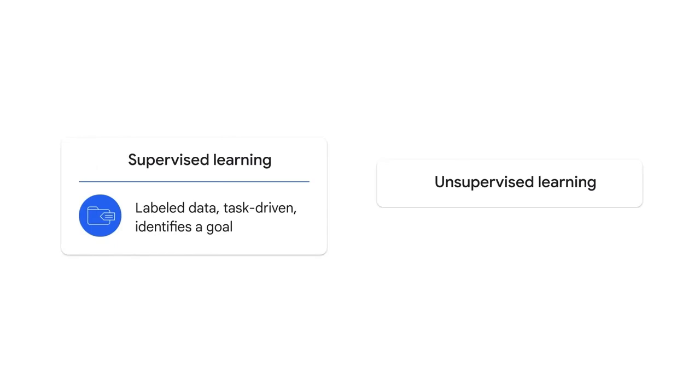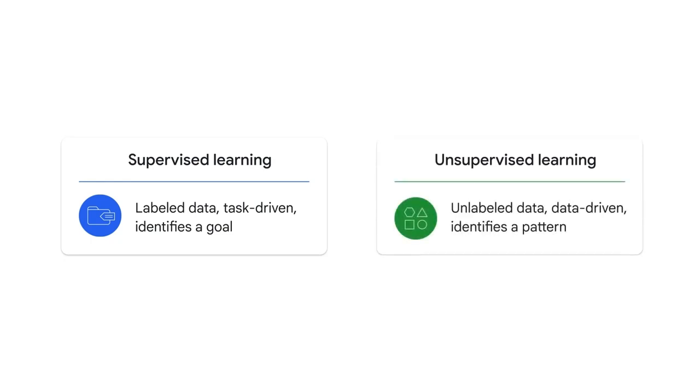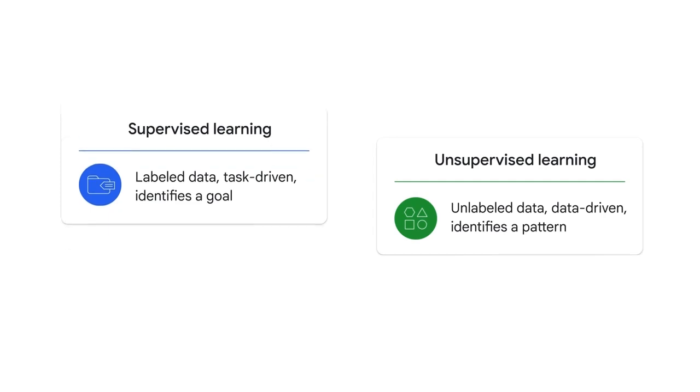Put simply, supervised learning deals with labeled data, is task-driven, and identifies a goal. Unsupervised learning, however, deals with unlabeled data, is data-driven, and identifies a pattern. An easy way to distinguish between the two is that supervised learning provides each data point with a label, or an answer, while unsupervised does not.